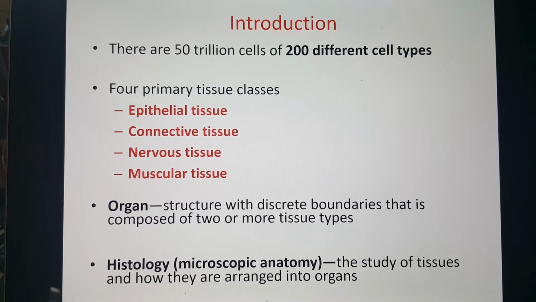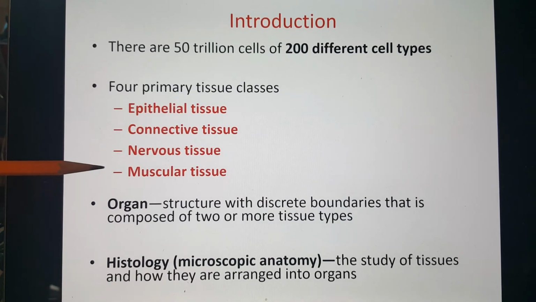With these different tissue types, you have some organs that are made up of multiple types of tissue. So for example, your brain is all nervous tissue, or your skeletal muscle system is all muscular tissue. But then you have things like your stomach, which is epithelial tissue on the inside, muscular tissue in the middle, and then connective tissue on the outside.